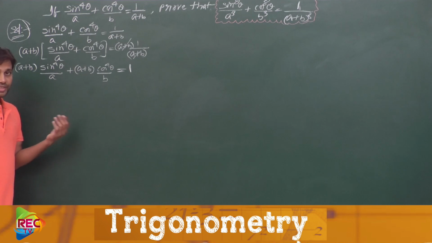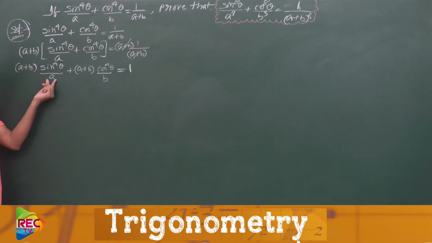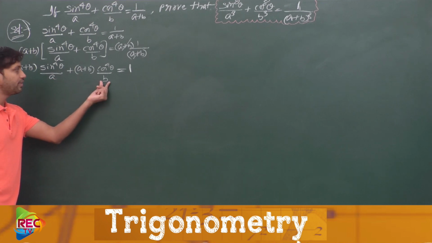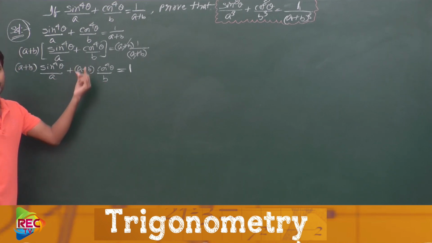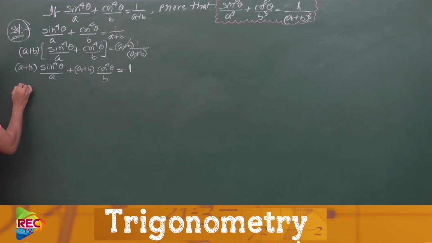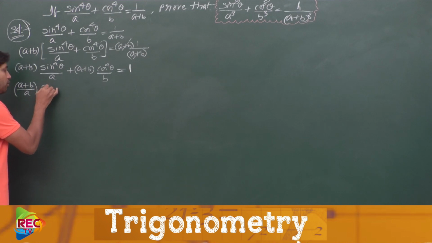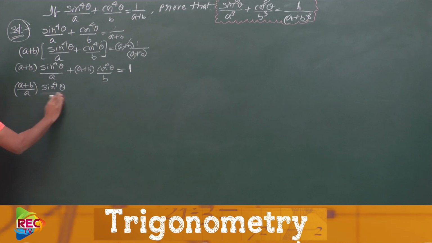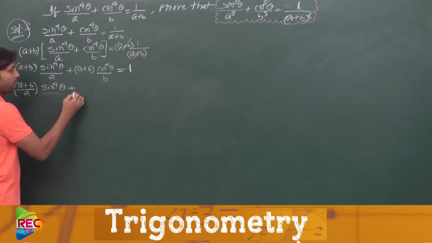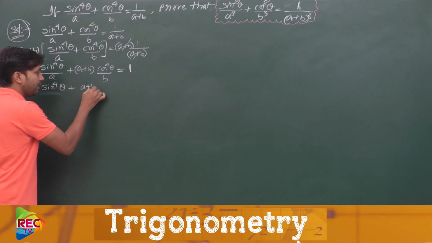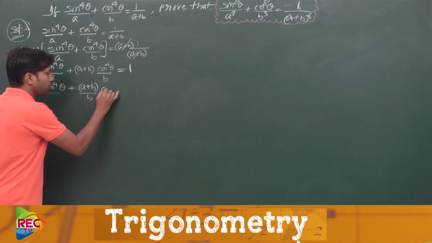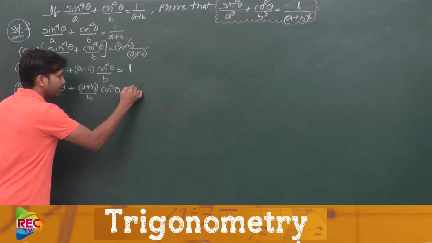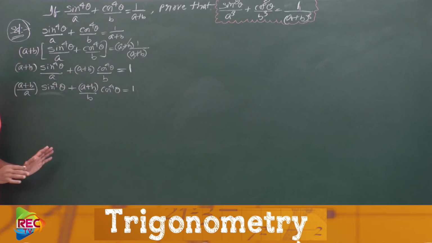Now, for my convenience, I want to write it differently. I want to shift this a to here, and this b to here, under a plus b. So write it down: (a plus b) by a into sin to the power of 4 θ plus (a plus b) by b into cos to the power of 4 θ equal to 1. Like this we wrote it.